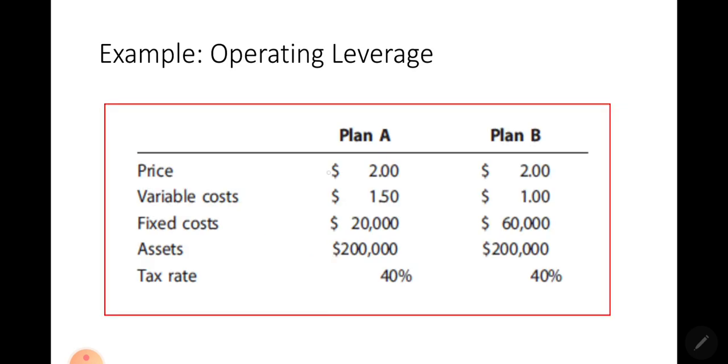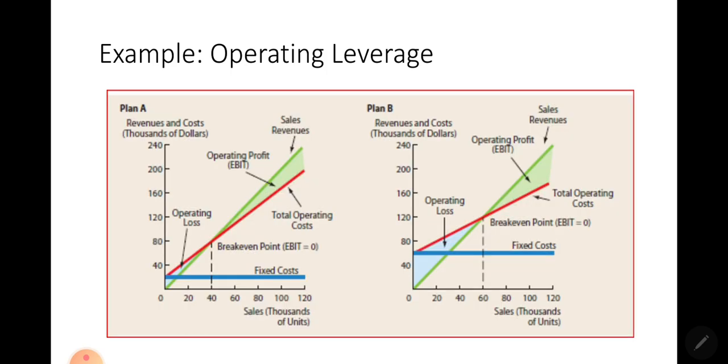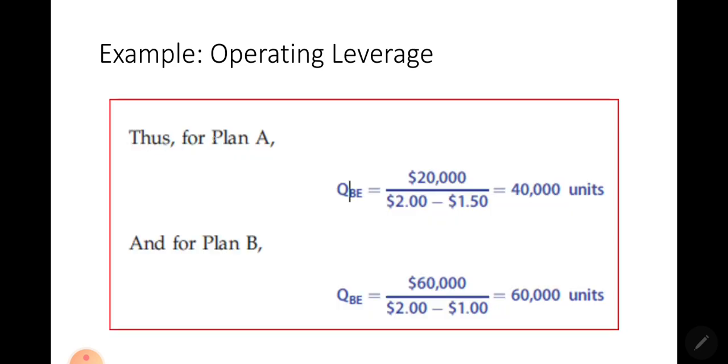So now we have two plans, plan A and plan B. The price in both cases is the same, but in plan A, we can see that the variable cost is higher than plan B, and the fixed cost is lower in plan A and it's higher in plan B. The assets are 200,000 in both cases and the tax rate is 40%. So if we calculate the break even in units for both of these, plan A and plan B, for plan A, the fixed cost was 20,000.